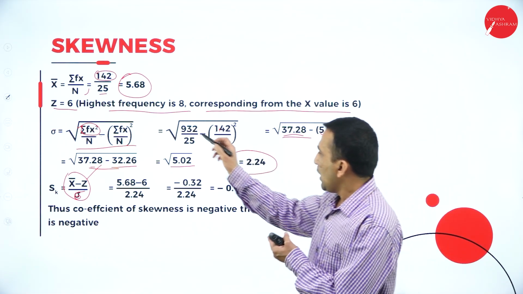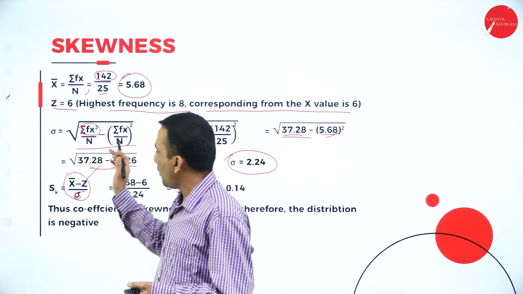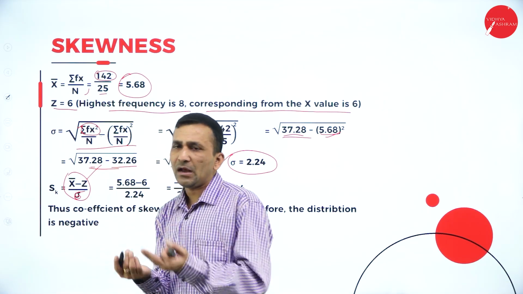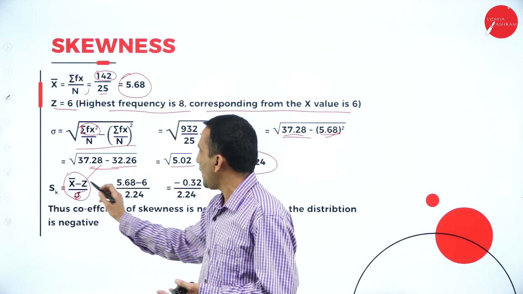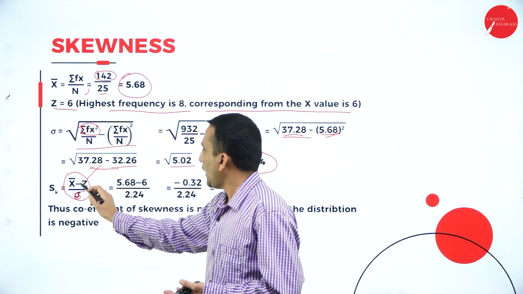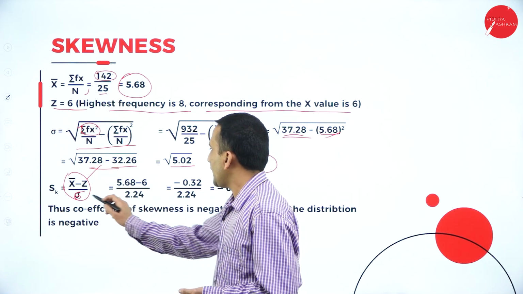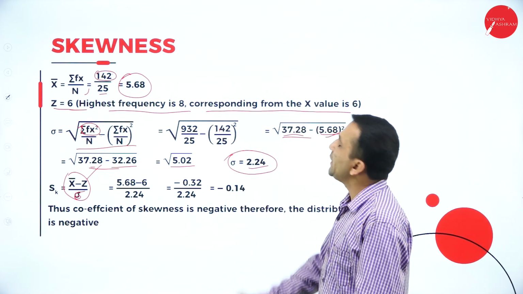Okay, after getting according to the formula whatever is required, finally we got the values. Now we are simplifying. In the X bar place I am writing 5.68, minus sign as it is. Mode we got as 6. Standard deviation we got 2.24.